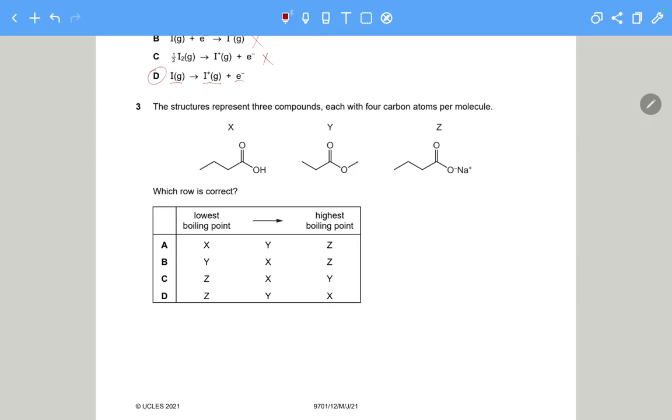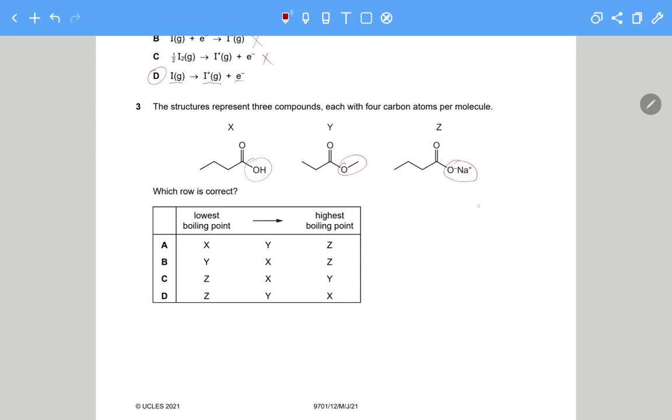So let's see what kind of interactions are happening here. X will have hydrogen bonds because of this OH group. Hydrogen bonds, remember, are very strong. Y will have permanent dipole-dipole interactions because it is polar, but it can't form hydrogen bonds because we don't have an OH group here. And then Z, you can see there's an ion pair over here, so it will be an ionic compound. And if you remember, ionic bonds are very, very strong.